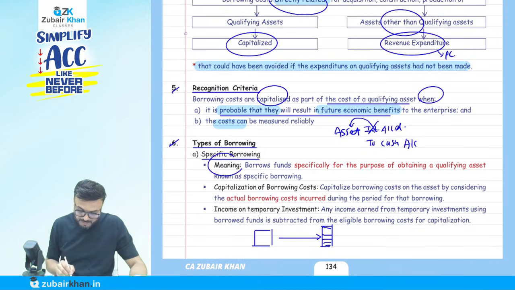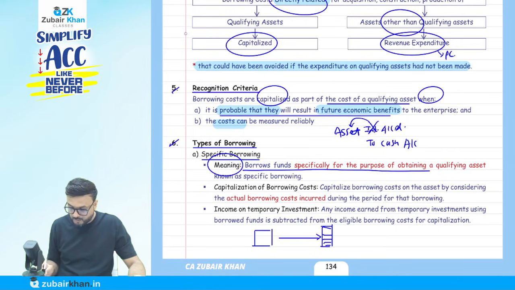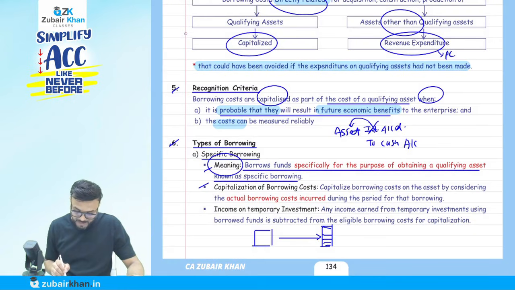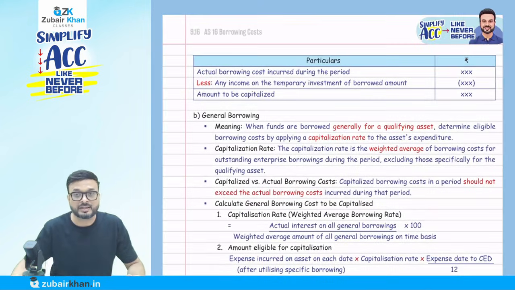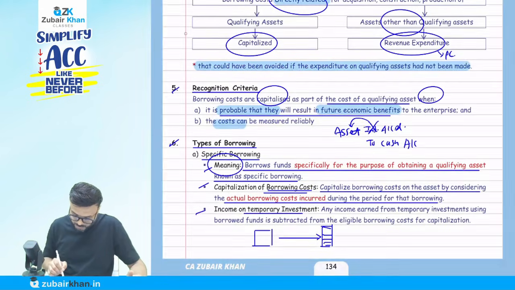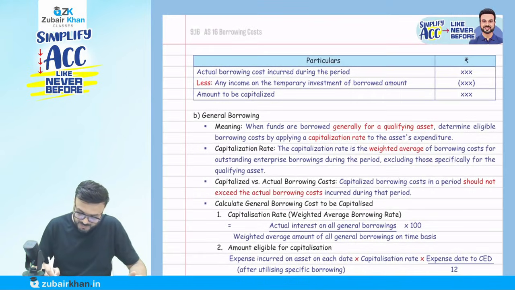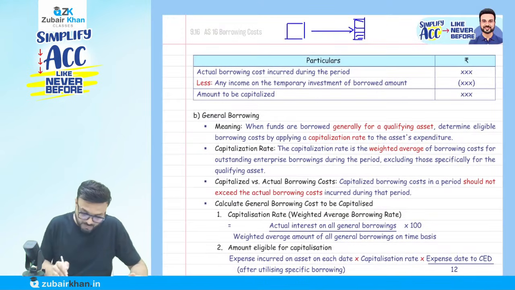So they say, borrowing funds specifically for the purpose of obtaining a qualifying asset is known as specific borrowing. Then they say capitalization of the borrowing cost on the asset is by considering the actual borrowing cost incurred during the period, less income on temporary investment. Let me explain this through an example. Suppose you borrow funds from a bank, I'm just taking SBI as an example. So you took a loan from the bank.